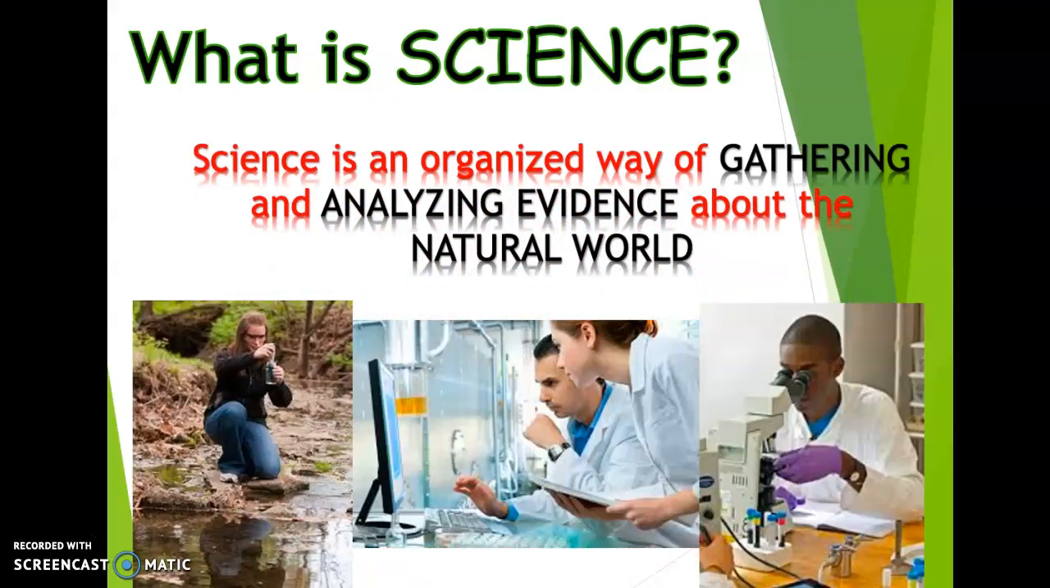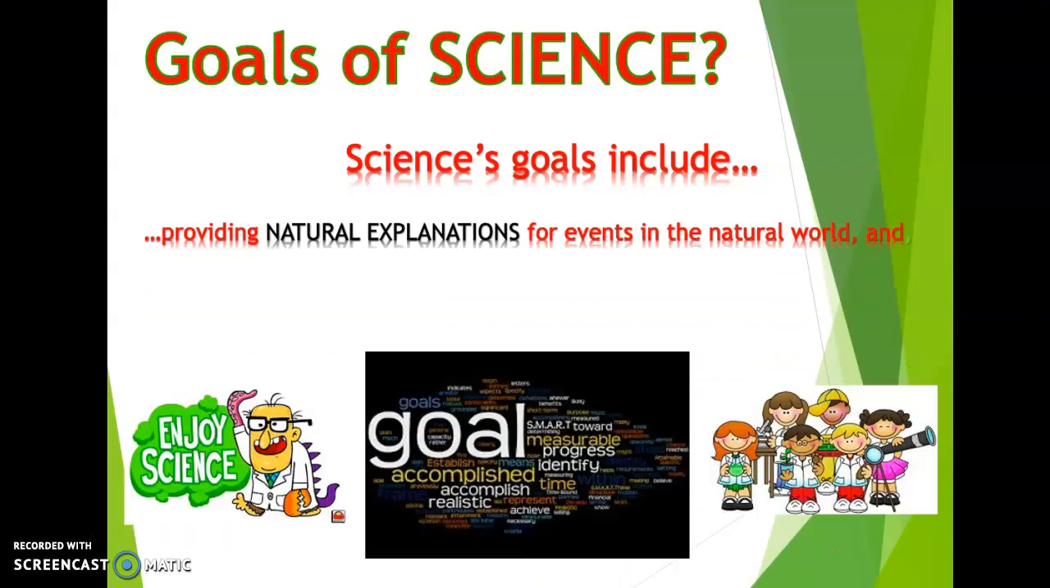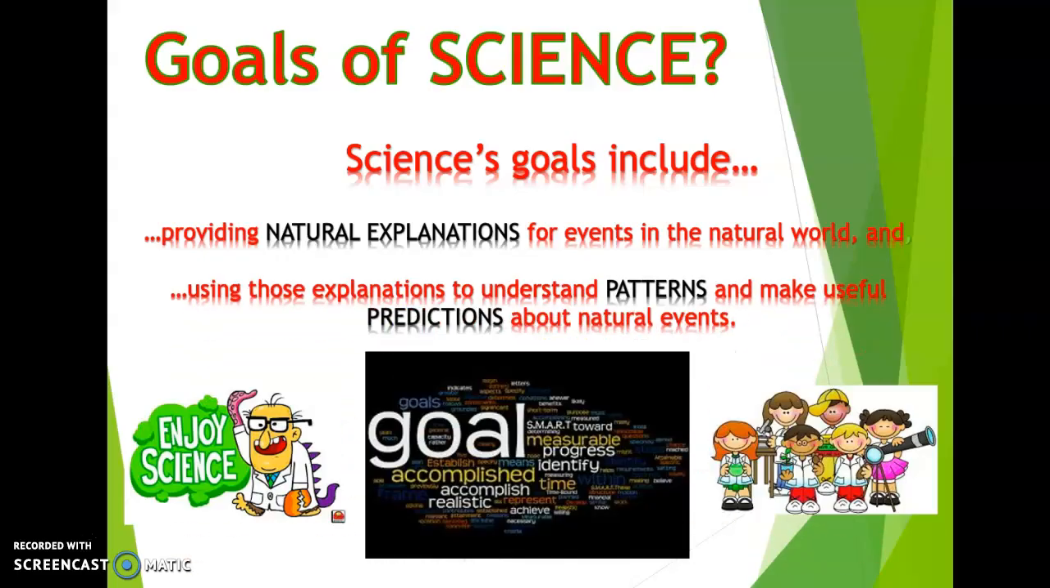Science is basically an organized way of gathering and analyzing evidence about the natural world. And in biology, we study the natural world and we're constantly gathering and analyzing data so that we can discover new things about all the different living things that are in this world. So, what is our goal? Our goal is to just provide explanations for all those things taking place in the natural world.